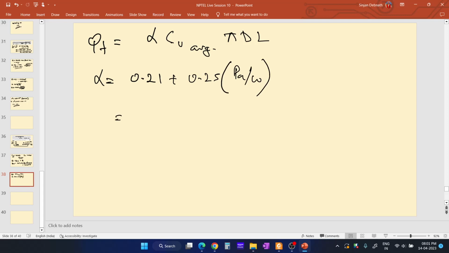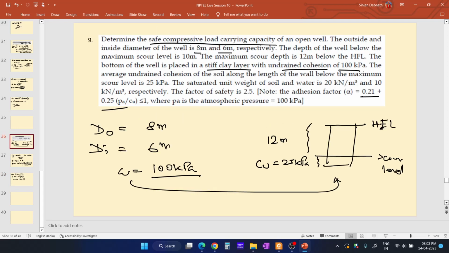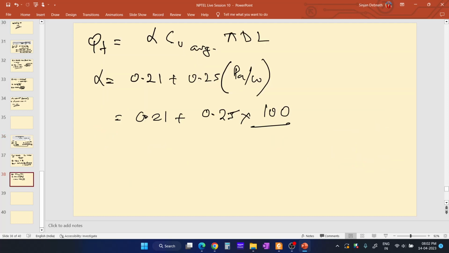So 0.21 plus 0.25 into Pa. Pa is how much? Atmospheric pressure is 100 kPa, and Cu, that is the cohesion along this length below the scour level. Cohesion of soil below the scour level along this length is 25 kPa. So Cu is 25. Now if you solve this, you will get the value of alpha to be 1.